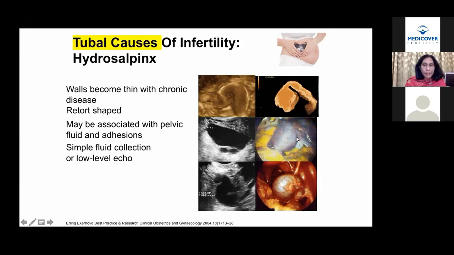These are hydrosalpinges. This is a laparoscopy picture, and these are the scan pictures. You can see how they look like a retort.